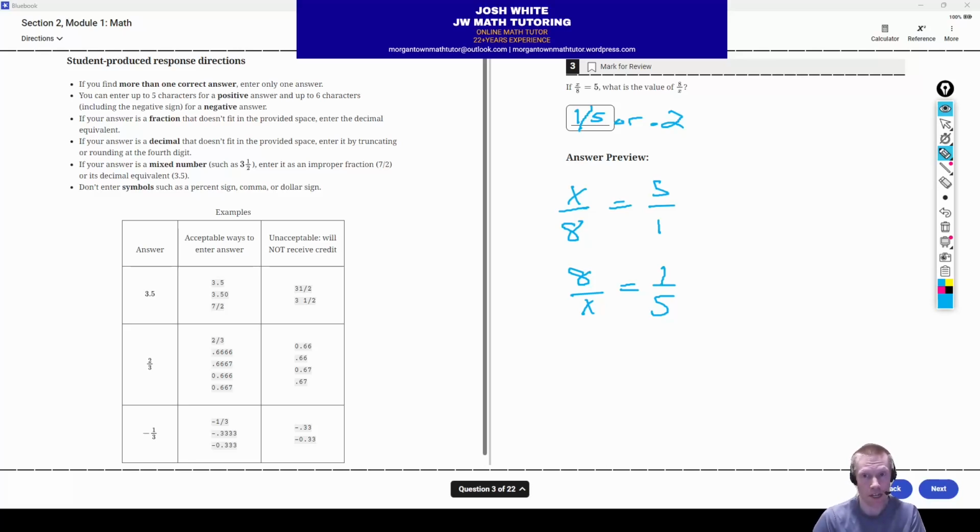However, if you didn't know that, that's fine. Just go ahead and solve the equation and get x equal to 40, and then 8 divided by x, well, 8 divided by 40, and you would notice that reduces to 1 over 5, or if you just do it in Desmos, it'll give you 0.2, and then you could grid that in. Okay, so either way, these are the correct answers.